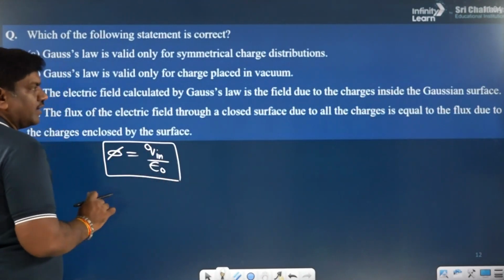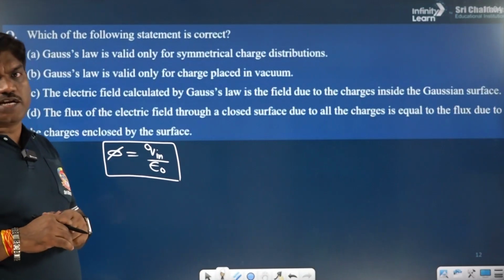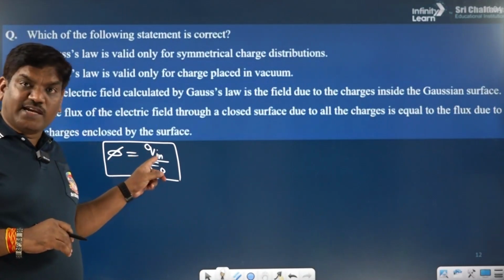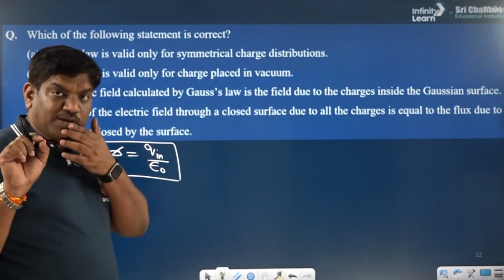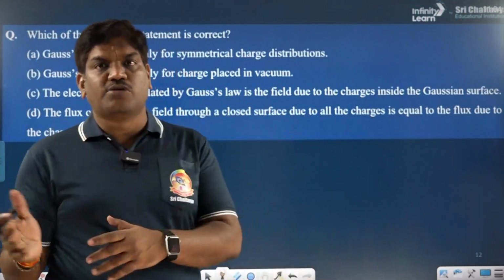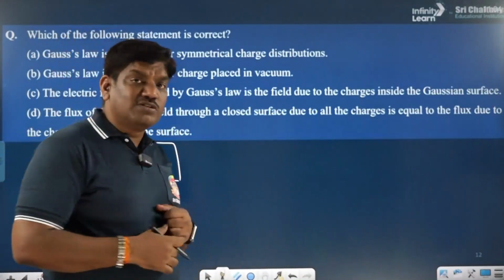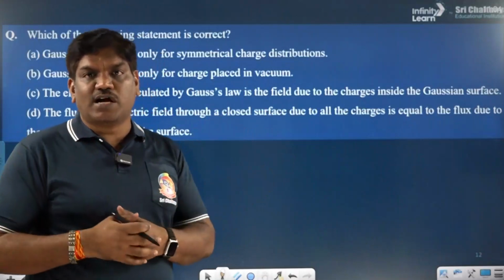But that doesn't mean that the field is only due to the inside charge. The flux depends on the charge inside, but whatever field is coming for that Gaussian surface, it is the overall field, due to the inside charge and outside charge. Then you will ask me, sir, why is the flux only depending on the charge inside, why is it not depending on the outer charges?